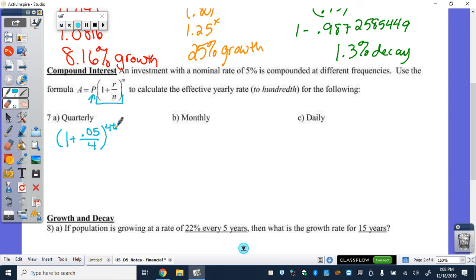So first thing we're going to do is clean up the stuff inside the parentheses. Use your calculators to help you. 1 plus 0.05 over 4. What does that give us? So now this is kind of like the last three that we were just doing. To figure out my actual yearly rate, I have to raise that to the 4th power so that it's just a t, not a 4t. So if we raise that to the 4th power, what do we get?